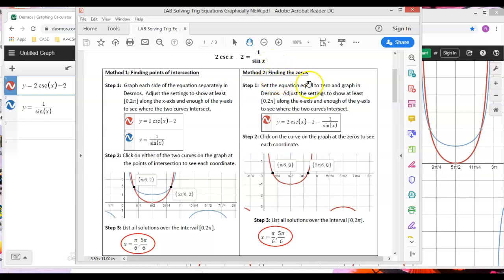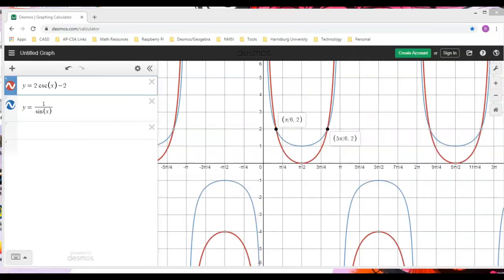Method 2 is to, instead of entering two separate lines in our y equals, instead of doing the left side as an equation and the right side as an equation looking for points of intersection, in method 2 we set this whole equation equal to 0, and then we look for the zeros along the x-axis. So let's go ahead and give that a try next.